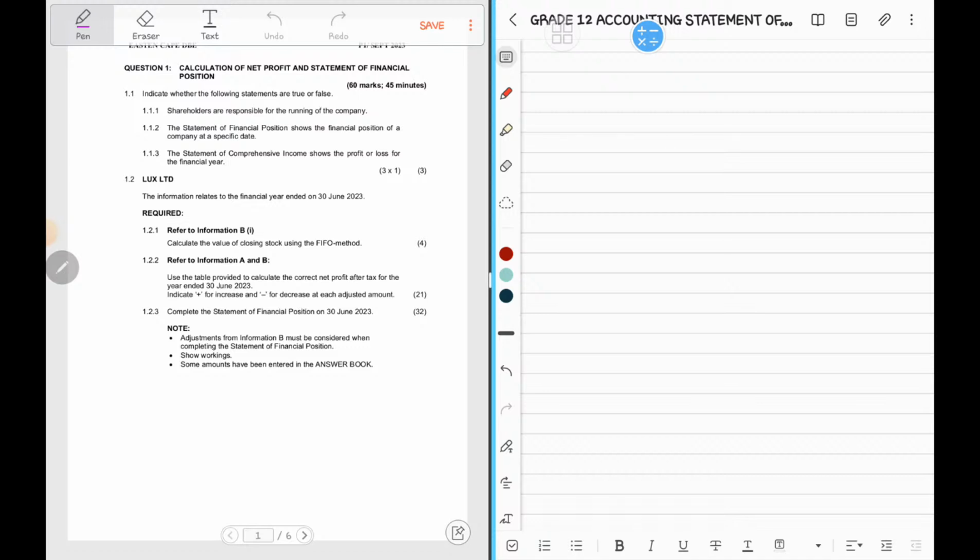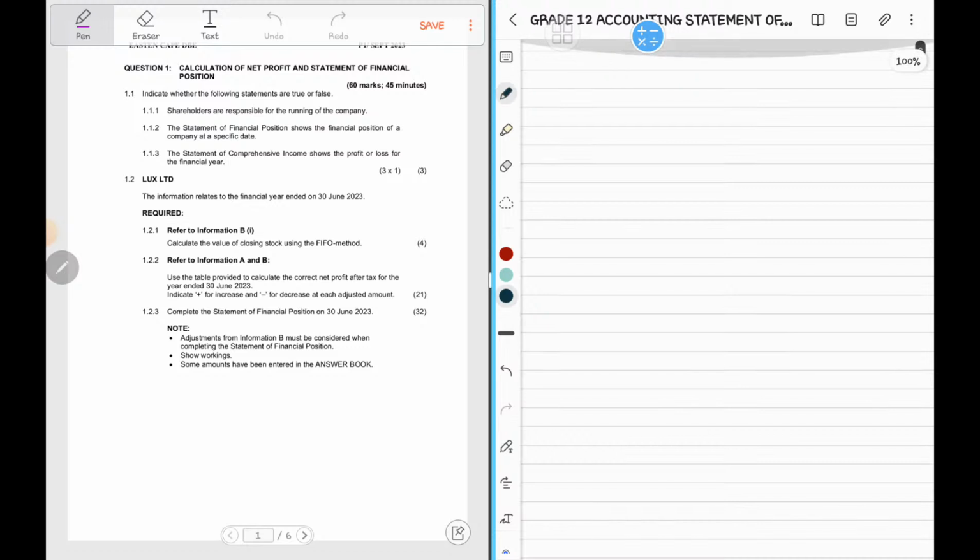On tonight's lesson, we'll be focusing on the statement of financial position. Last time that we had a lesson, we focused on the statement of comprehensive income. However, tonight we'll be focusing on the statement of financial position. Now, before we begin, I would like us to just go through some short notes so that we can be able to answer the upcoming questions.